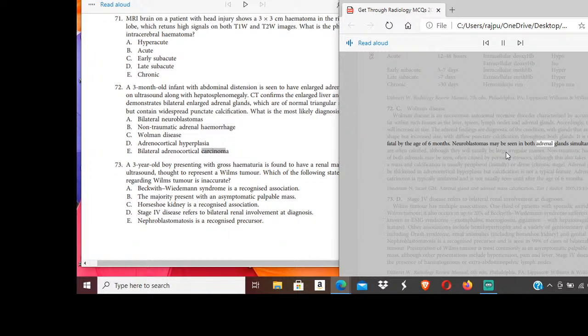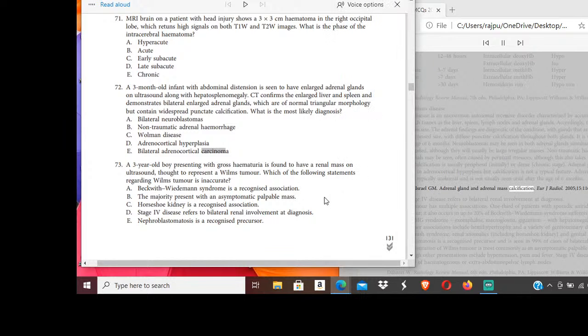Neuroblastomas may be seen in both adrenal glands simultaneously and are often calcified, although they will usually be large irregular masses. Non-traumatic hemorrhage of both adrenals may be seen, often caused by perinatal stressors, although this also takes the form of a mass and calcification is usually peripheral initially, or dense in the chronic stage. Adrenal glands may be thickened in adrenocortical hyperplasia, but calcification is not a typical feature. Adrenocortical carcinoma is typically unilateral and is not usually seen until after the age of 6 months. Hindman N, Israel GM, adrenal gland and adrenal mass calcification.